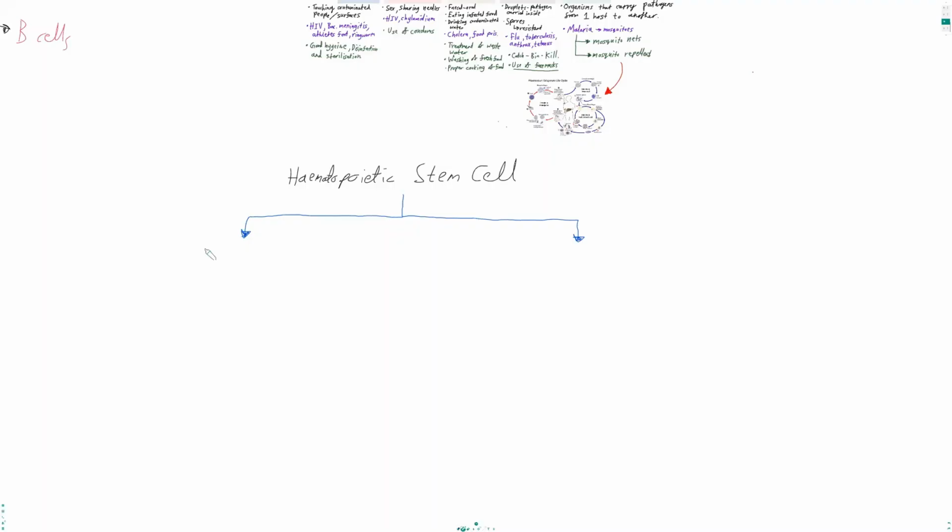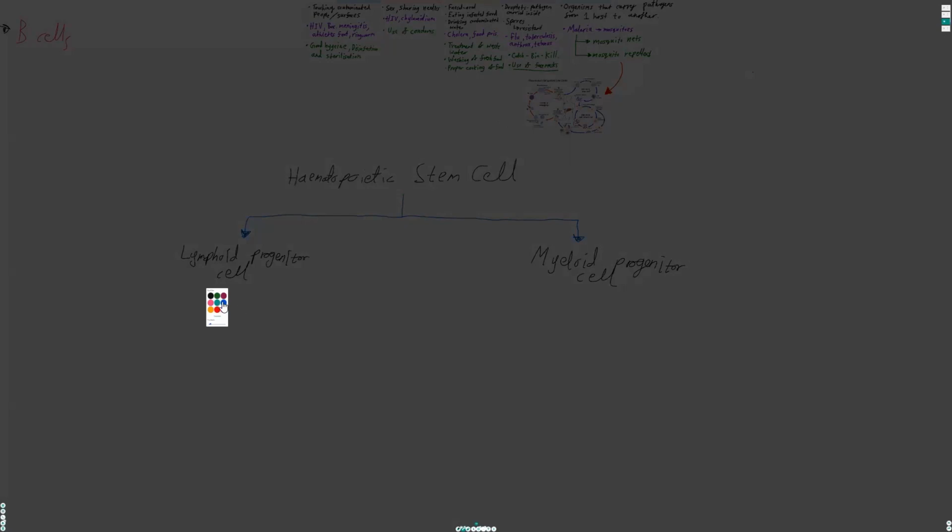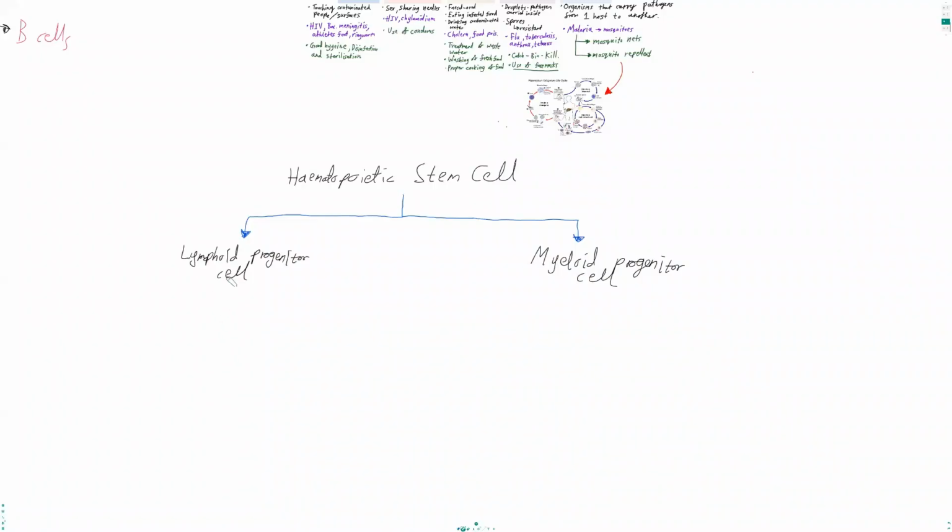Firstly, it can become a lymphoid progenitor cell, which I will write over here, or it will become a myeloid progenitor cell. We'll come back to the myeloid progenitor cells, but the lymphoid progenitor cells can further differentiate into one of three different types. Well, technically four, but one of three main types.